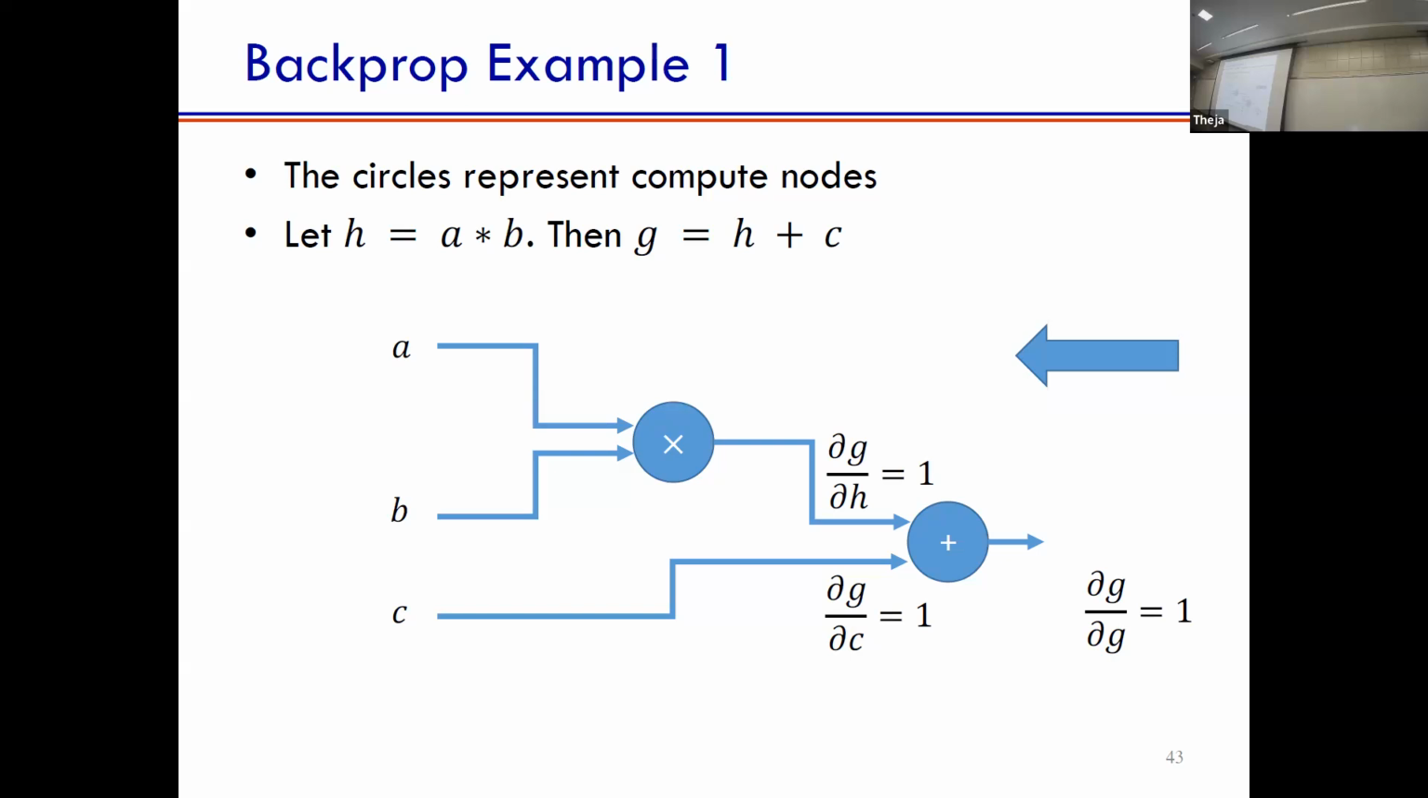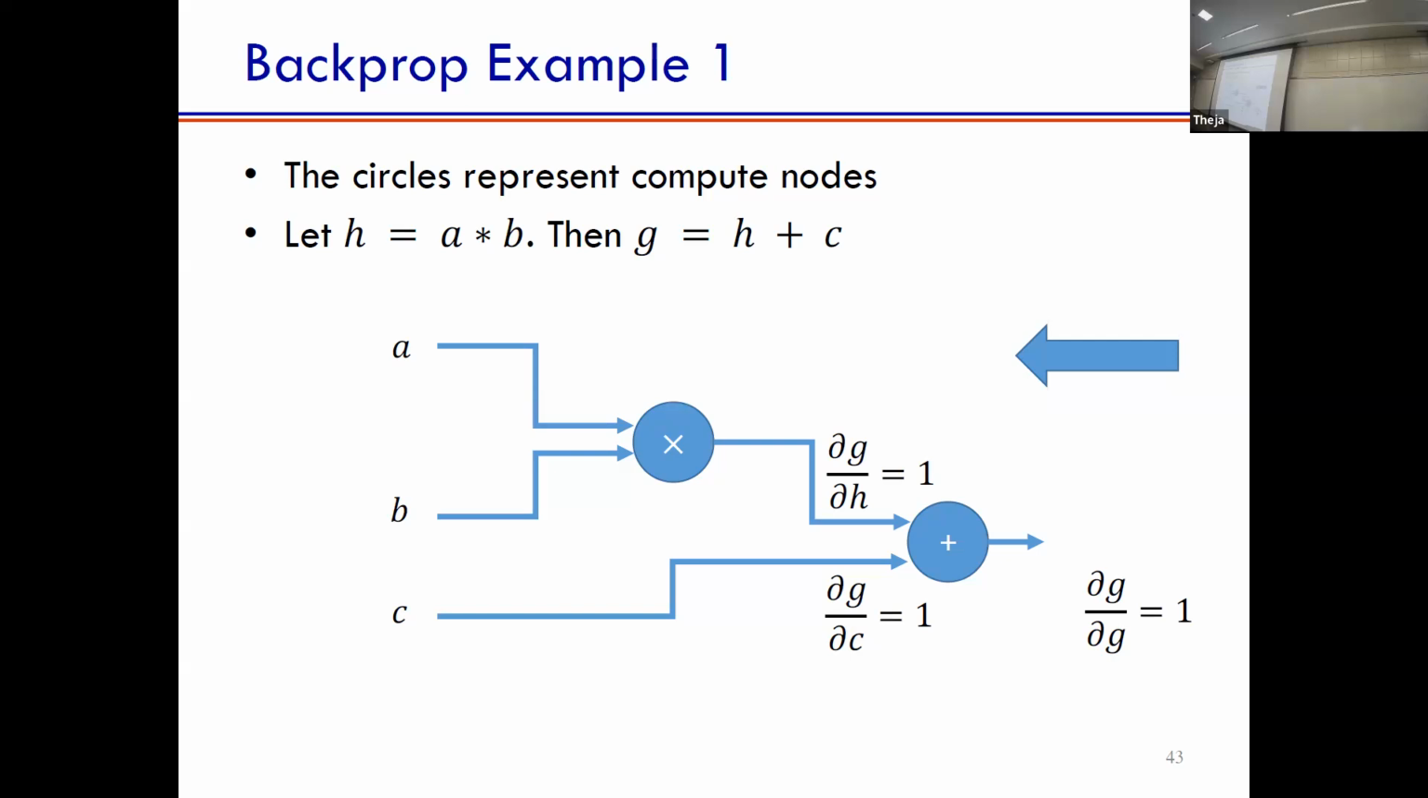Because G is just H plus C, if H changes by 5 units, then G will also change by 5 units. If H changes by 1 unit, G will also change by 1 unit. So the partial derivative of G with respect to H is 1. Okay, that's kind of easy to see, but I'm just giving you an intuitive explanation.